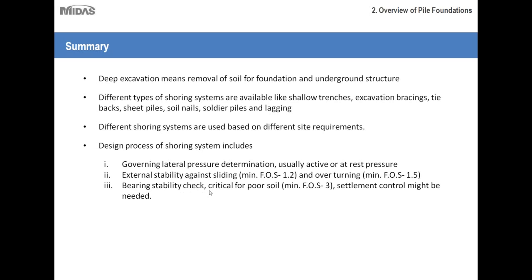The bearing stability check is critical for poor soil, with a minimum factor of safety of 3, and settlement control might be needed if you have trouble meeting that factor of safety. Global failure check at hillside, soft grounds, and unstable strata. These need numerical analysis. Once again, using conventional methods or simple hand calculations for these types of projects will lead to results that are too conservative, or in some cases might not even be safe to use. Numerical analysis, which we'll discuss in the next section, can account for certain variables that conventional design can't.